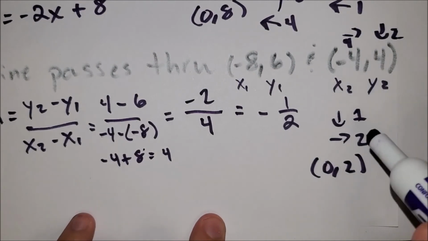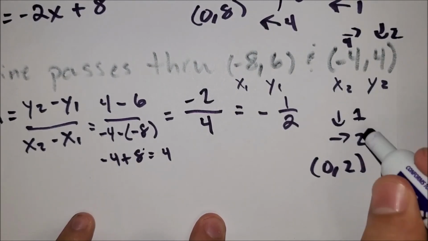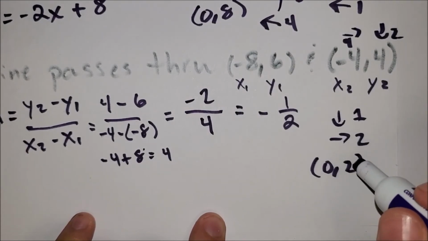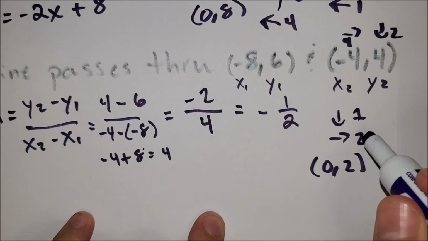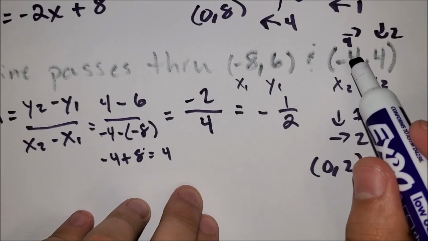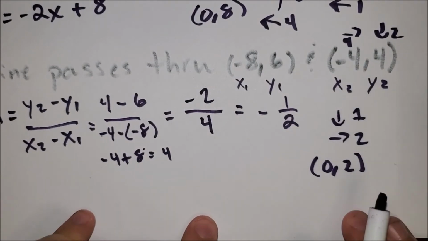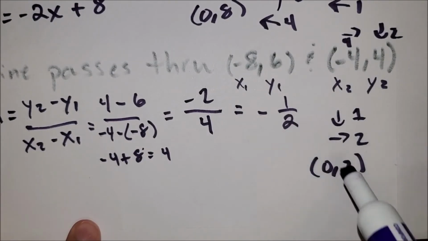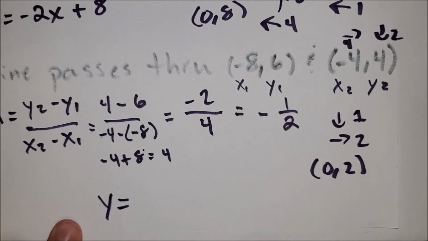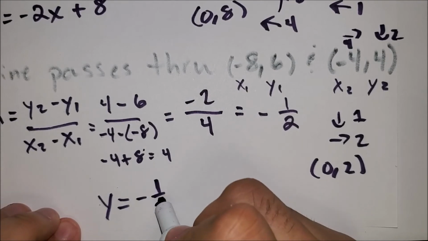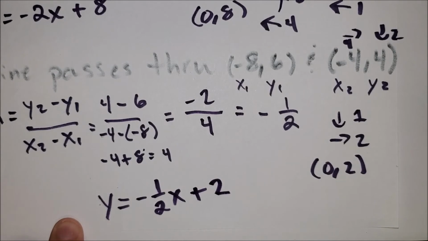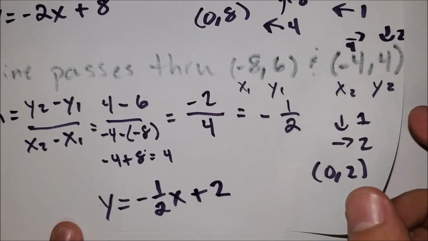So once again, we multiplied both of these by 2 to get to our intercept here. Since we moved 2 over, each time we just did it twice to get this to -4 to 0. So now we have a slope, we have an intercept, and we could say y equals -1/2 x plus 2. And that's it.